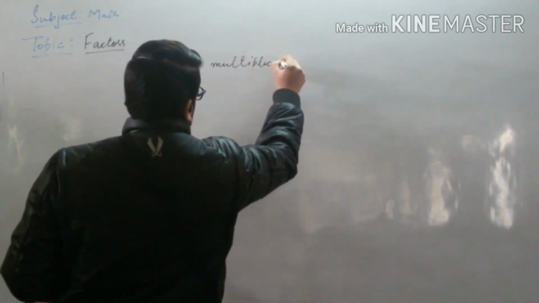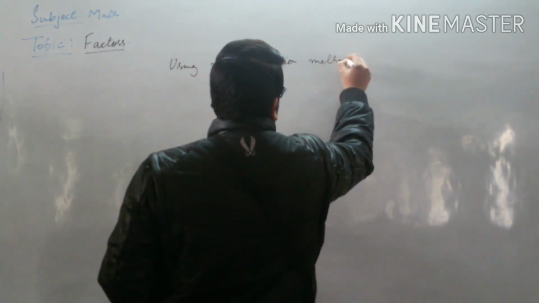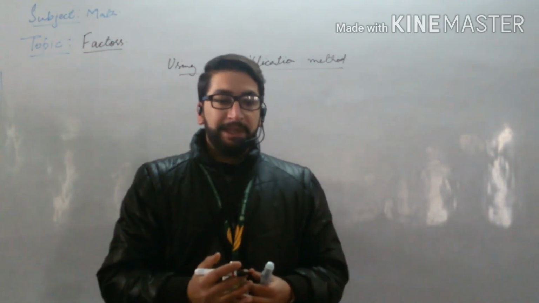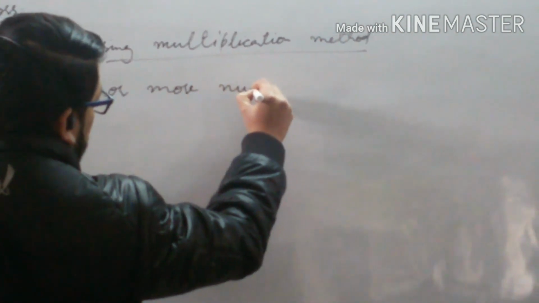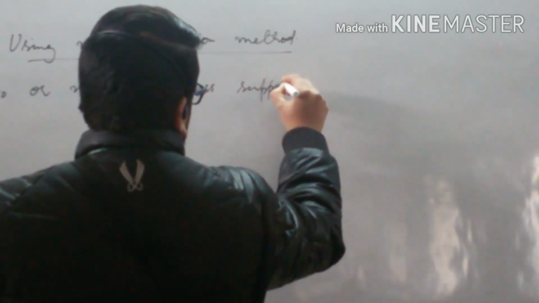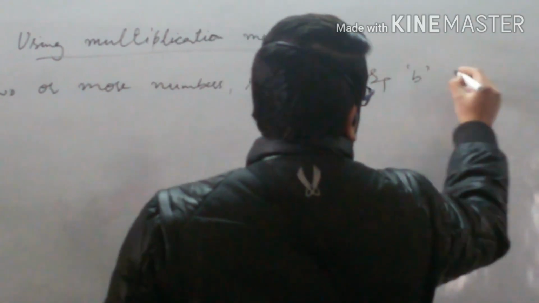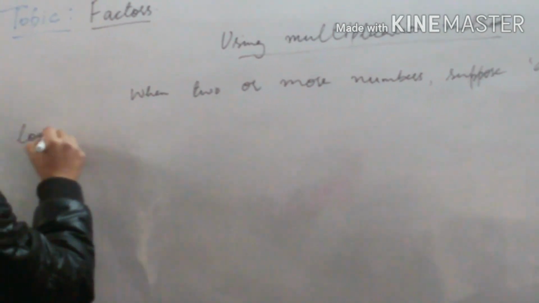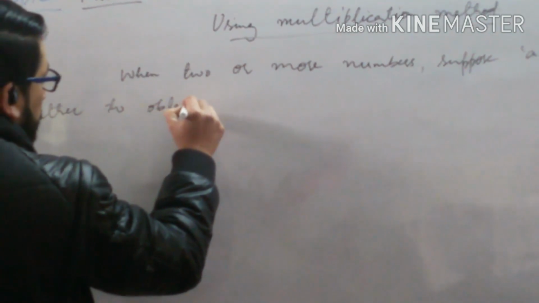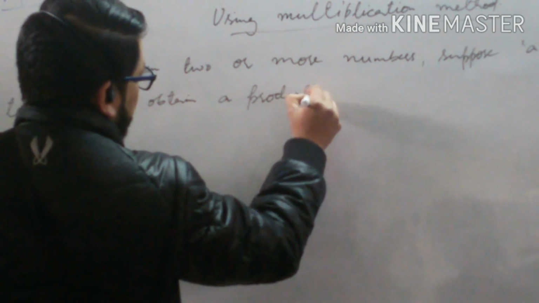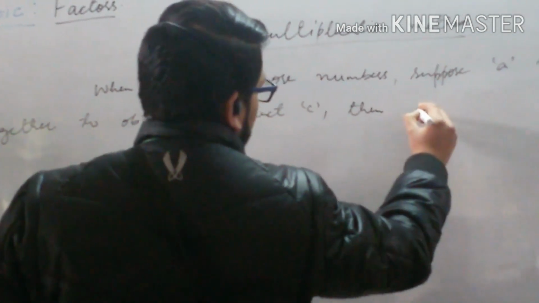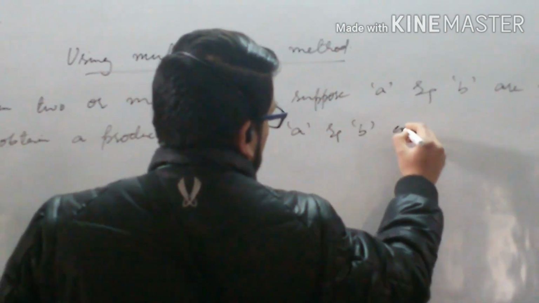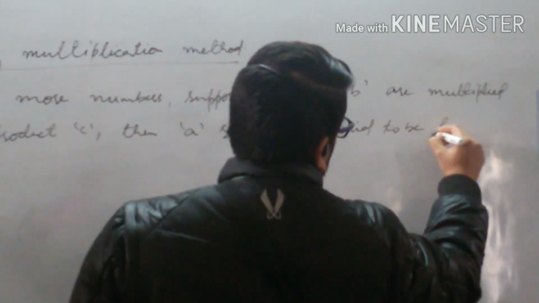Using multiplication method, when two or more numbers, suppose A and B, are multiplied together to obtain a product C, then A and B are said to be factors of C.